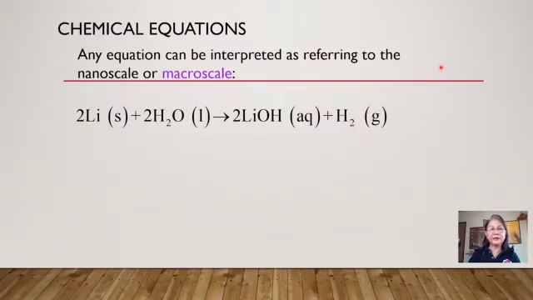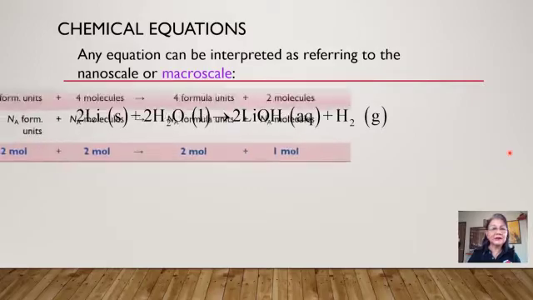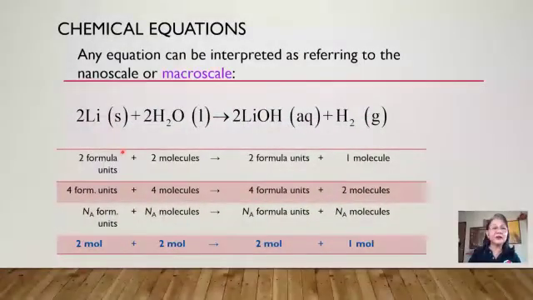So any equation can be interpreted as referring to the nanoscale or macroscale. Remember, nanoscale is in terms of atoms and molecules, while macroscale is in terms of the number of moles of the different reactants and products. So this equation is balanced. It can represent two formula units of lithium and two molecules of water, a covalent compound, forming two formula units of lithium hydroxide and one molecule of hydrogen gas. So this may refer to these small nanoparticles of matter.